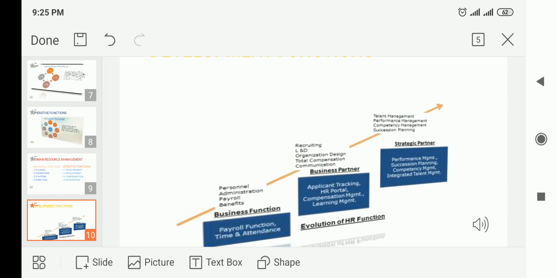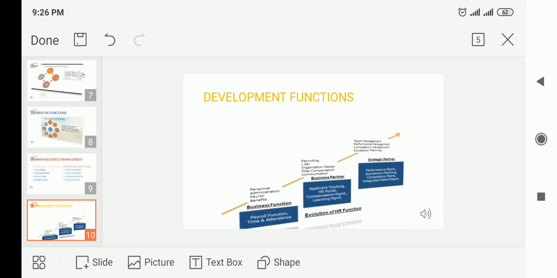I am making things easier for you. HR functions, you can see. Payroll benefits, payroll functions, time and attendance are there. Then again, business functions move on to business partner. We have applicant tracking, then the HR portal is there, and learning management. Then we move further with talent management, performance management, competency management, succession planning. All these things are taken care of, and that includes the strategic partners. Now I am done with this.